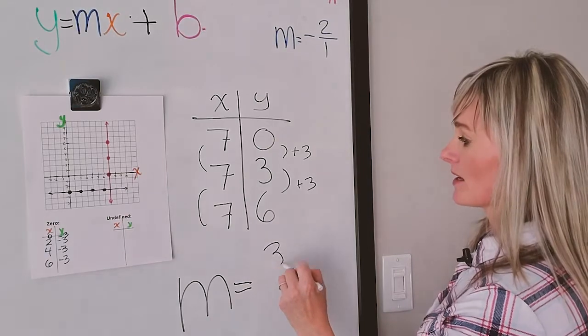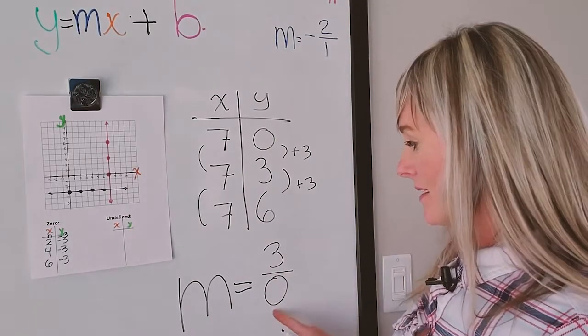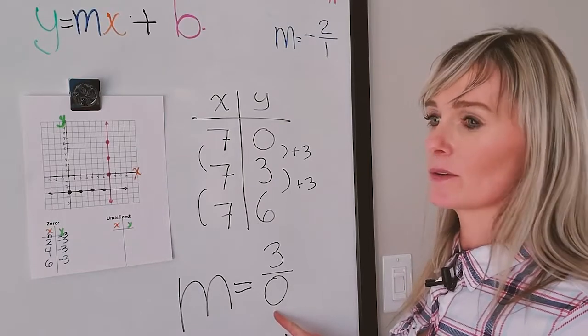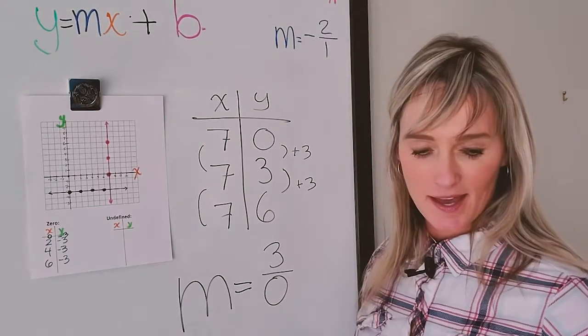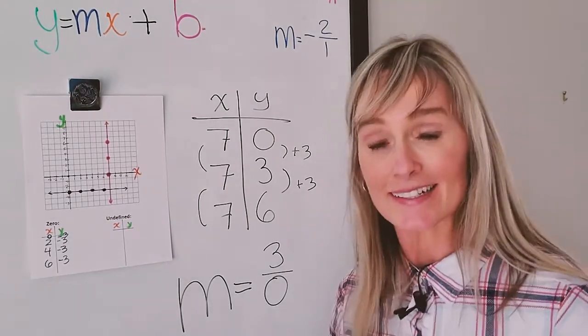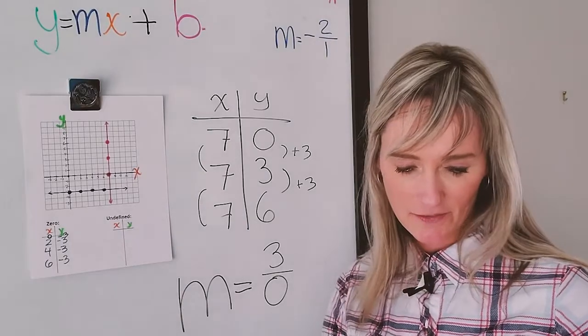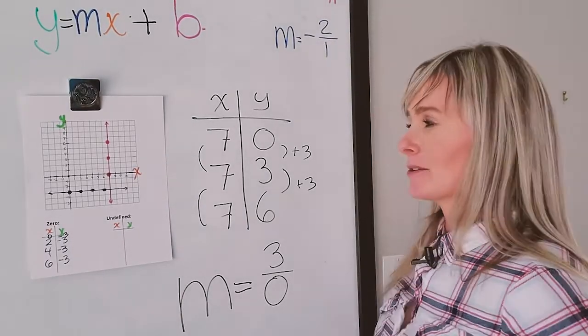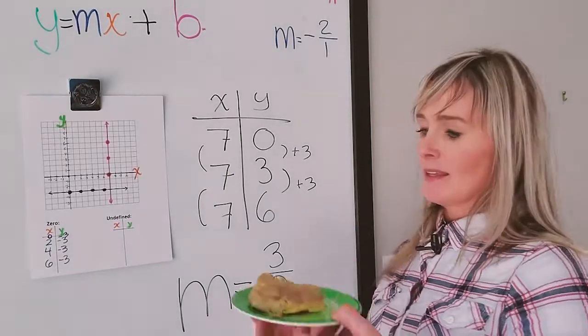So we're going to end up with a slope, or an M, of 3 over 0. When we get into more exciting math, we'll find out that maybe the definition undefined leaves us a little bit dissatisfied. But I want to come back to that another time.